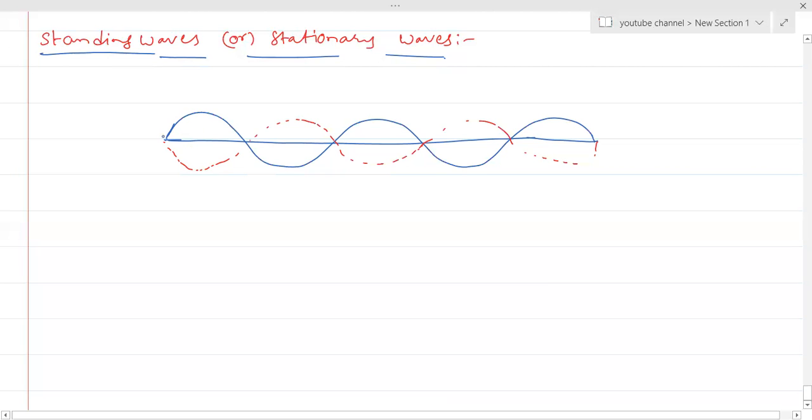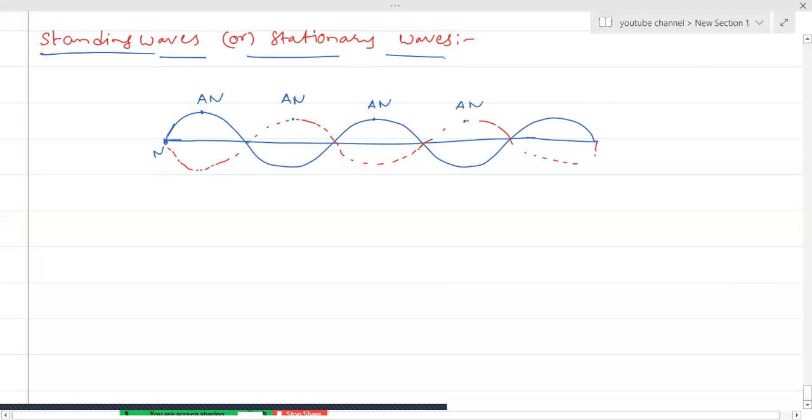So here in standing waves, generally we have nodes as well as antinodes. Antinodes are the positions which have maximum displacement. So here we can see these are the antinode positions, and clearly this will be a node, and this will be a node, and again this will be a node, and this will be a node. So here a few important points we are going to discuss right now.